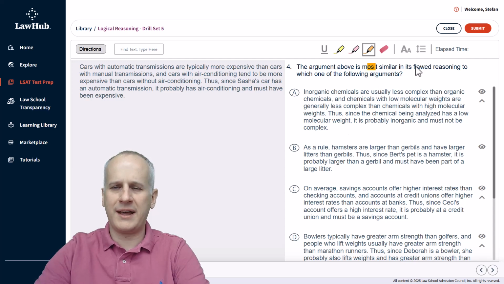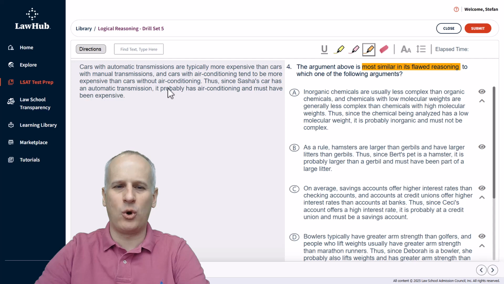So we know we're going to have to find a flawed argument in whatever's on the left-hand side, and then we're going to be able to eliminate answer choices that are valid arguments just based on the way that the question is structured. So moving over to the left-hand side, we can see our argument, and it reads, cars with automatic transmissions are typically more expensive than cars with manual transmissions, and cars with air conditioning tend to be more expensive than cars without air conditioning. Thus, since Sasha's car has an automatic transmission, it probably has air conditioning and must have been expensive.